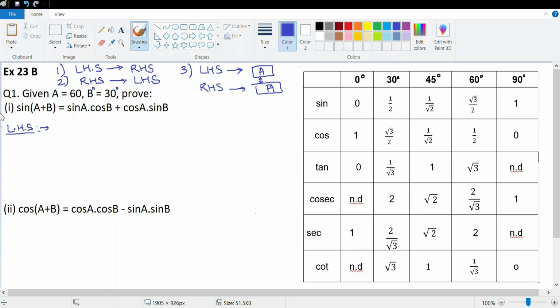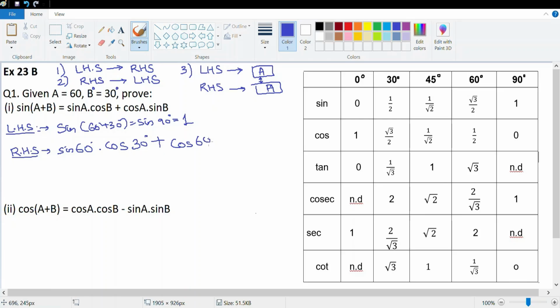So let's see what is left hand side for us. Left hand side is sine A plus B, which is 60 degree plus 30 degree, which is equal to sine 90 degree, which is equal to 1. Now let's work with the right hand side. The right hand side is sine A, which means sine 60 degree, dot cos B, which is cos 30 degree, plus cos A, which is cos 60 degree, multiplied with sine B, which is sine 30 degree.